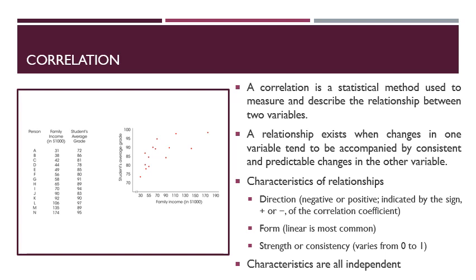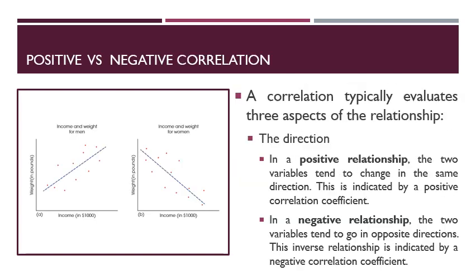Then if you plotted all the other points, you would notice that there's kind of a trend. If you put a line in the middle of them, all the dots seem to form a pattern of going up and to the right. Because the line's going up, this would be called a positive correlation. So in a positive relationship, the two variables tend to change in the same direction.